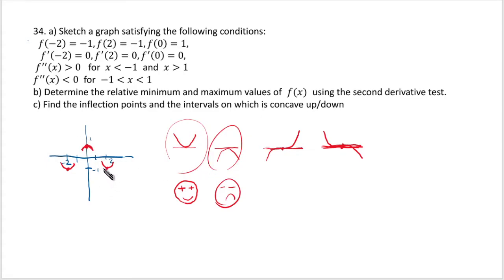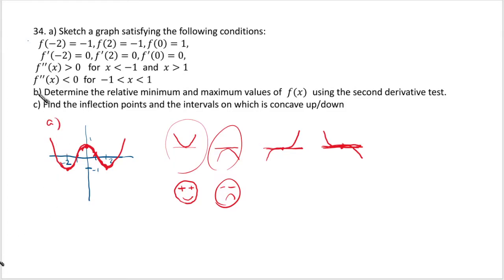And then to satisfy that for the entire interval between -1 to 1, you would want to have it concave down, and then over here it should change to concave up. Right? So it satisfies everything here. Okay, so that's the graph. That's the answer for part A.